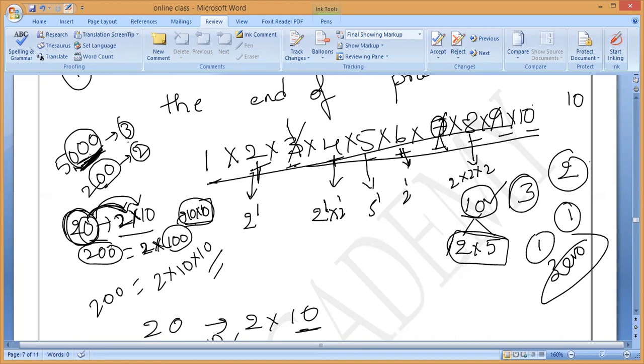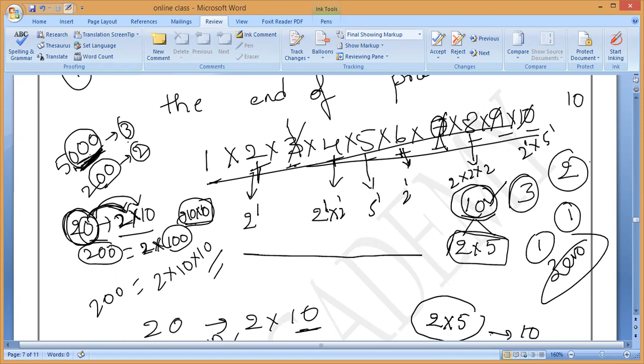Next 10, how many? 2 into 5. Now, how many 2 into 5 sets are there? Observe very carefully. When we get 10, the number must contain 2 into 5. 2 along with 5 only we get the 10. Correct? Yes, sir. So how many sets are there? One more 2 is there.